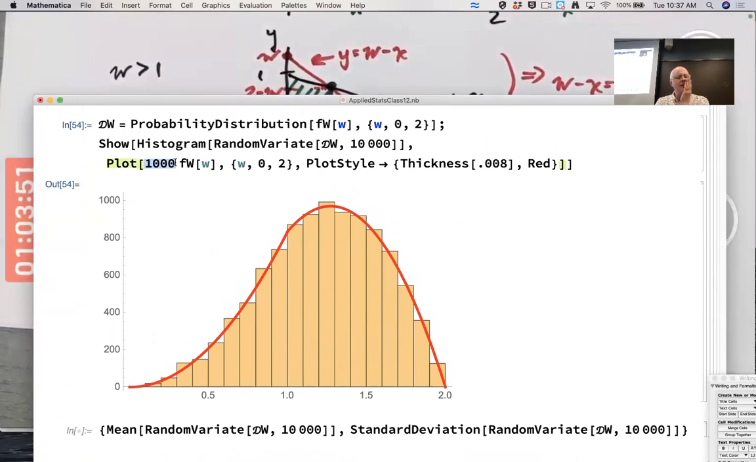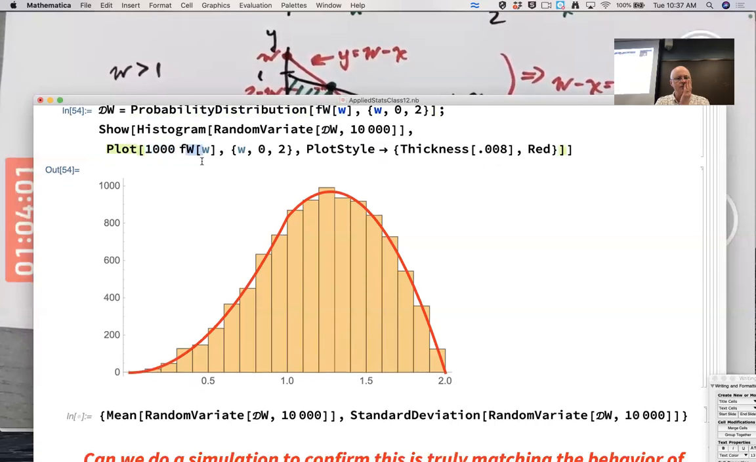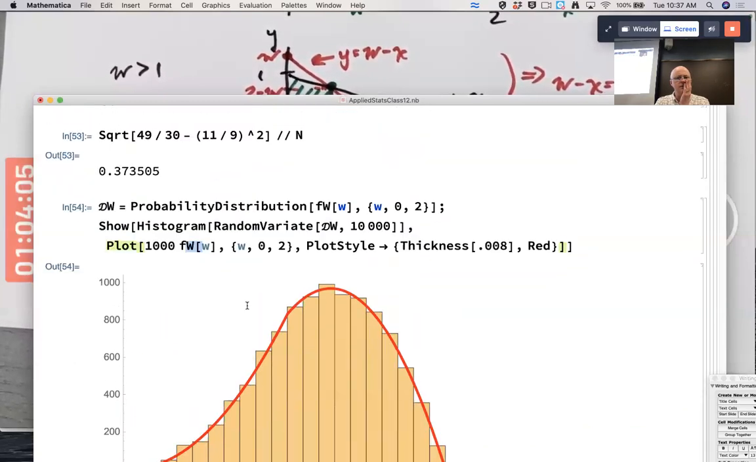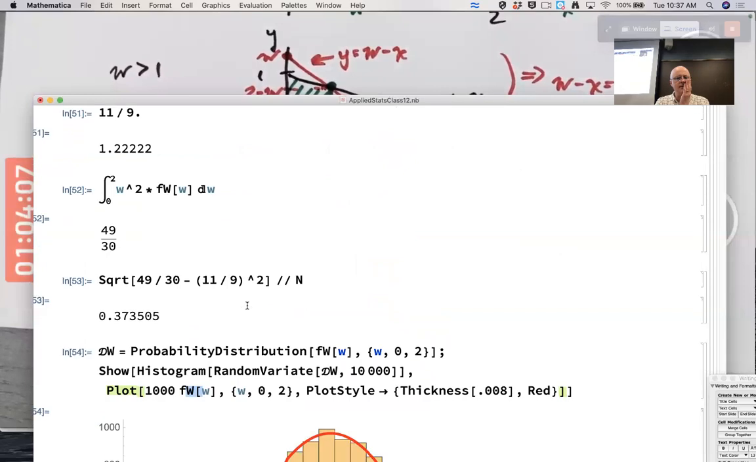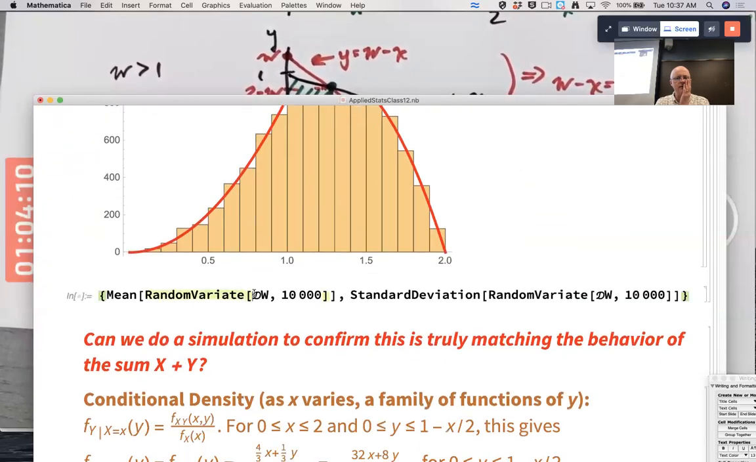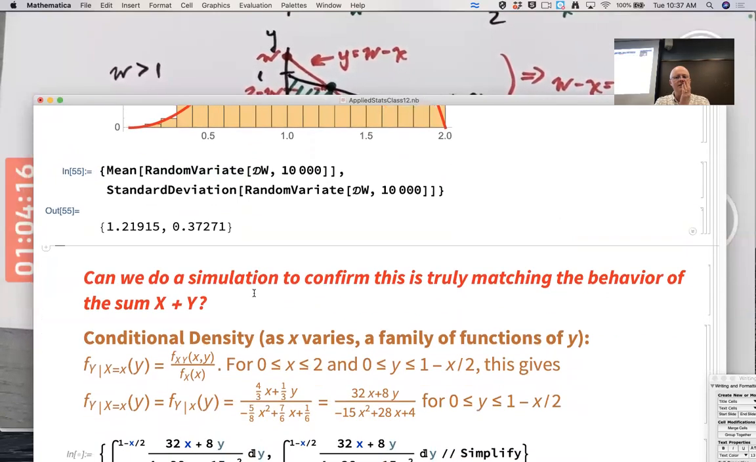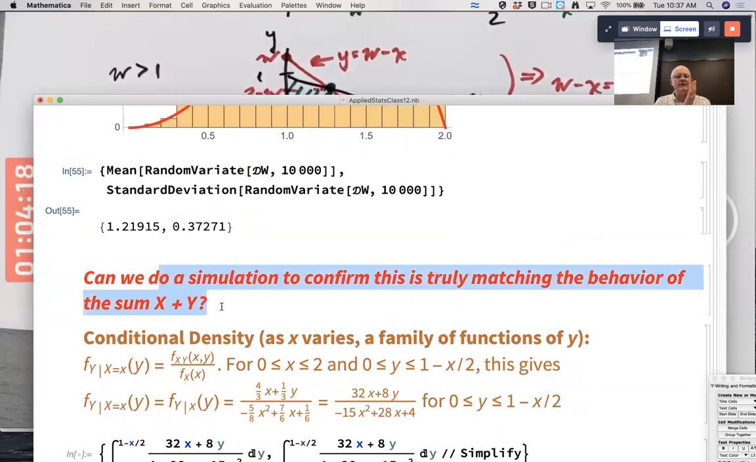That's actually not really confirming that I haven't made a mistake though, because I'm just using my answer in both spots, there and there. The mean should be close to, what was it? 1.2, and the standard deviation should be close to 0.37. That's simulated data there. But here's the kicker. Can we do a simulation to confirm it's truly matching the behavior of the sum x plus y?